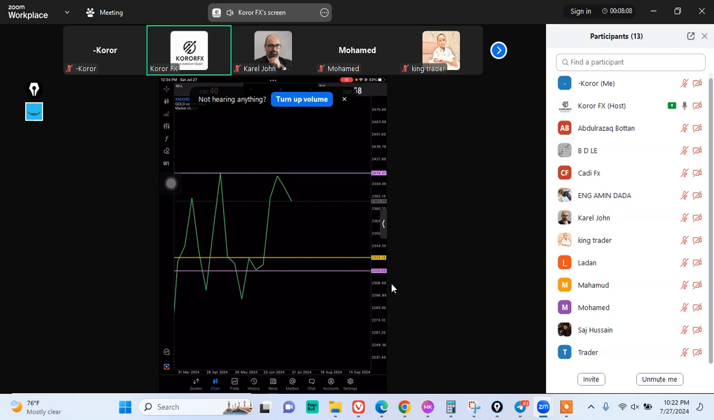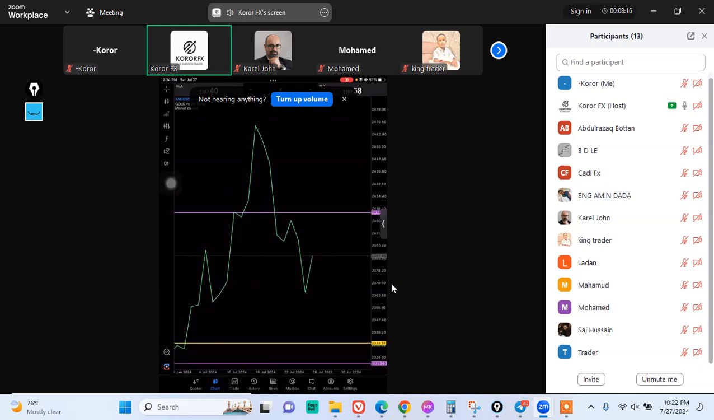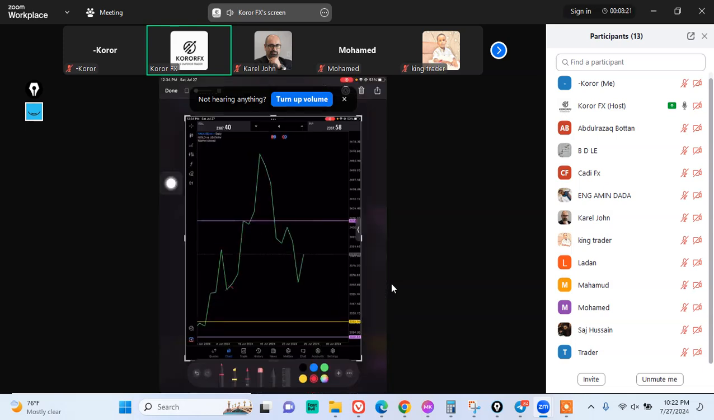We have to identify and determine our point A and point B on the daily. On the daily, as you can see, price is rejecting this support. At that support right here, we are buying. So where are we going to? We are going to that point. So here is our point A, and here is our point B. So daily is bullish. I think you got it, guys.